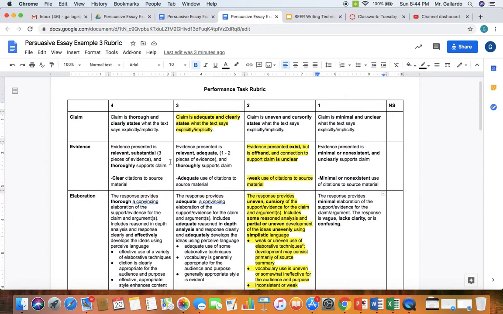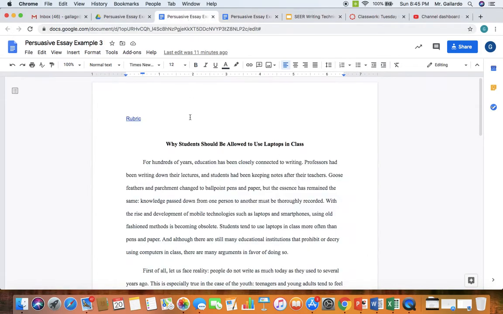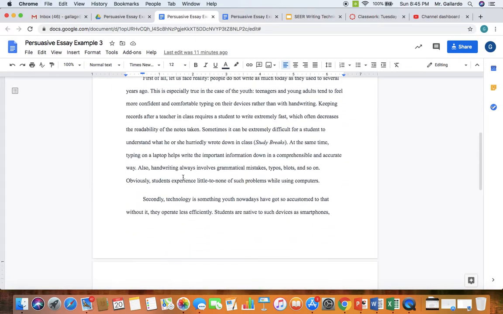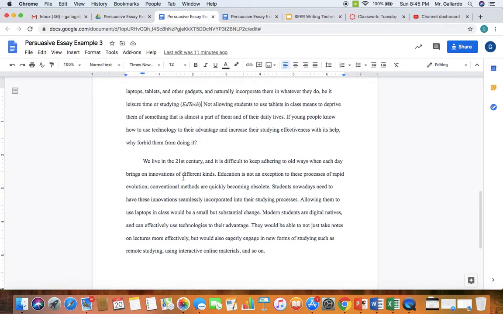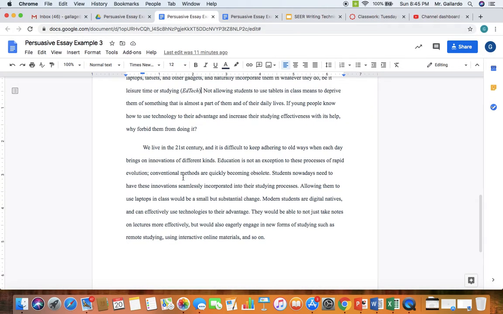All right, so first the claim. The claim is a 3. So even though the essay itself is not very good, the claim is a 3. And the reason for that is because this entire essay does stick to the argument, which is that students need to use laptops in class and that the use of pens, pencils, and paper is outdated.